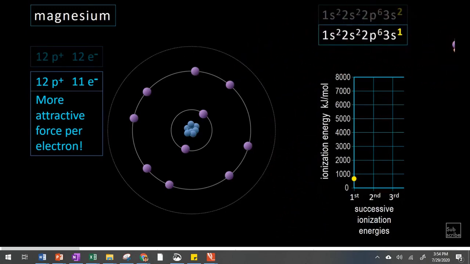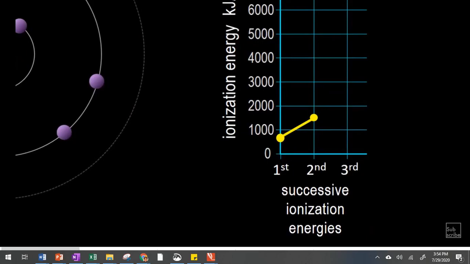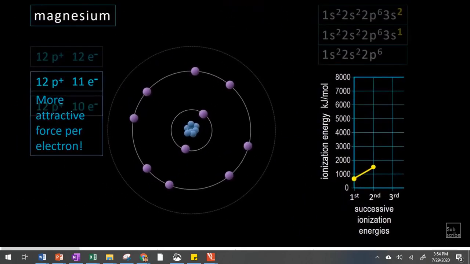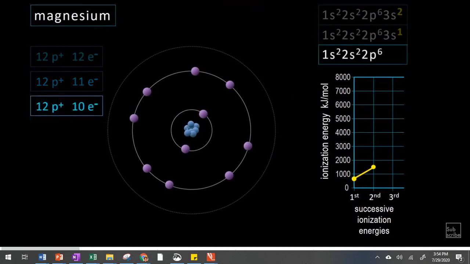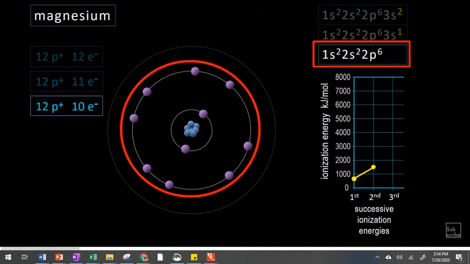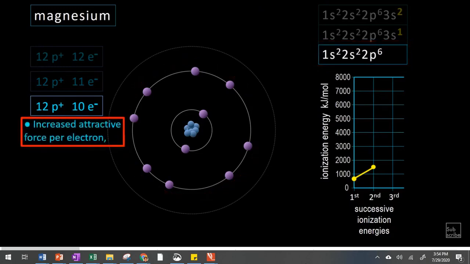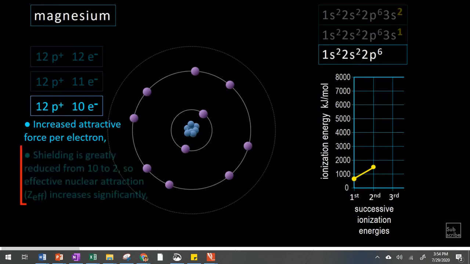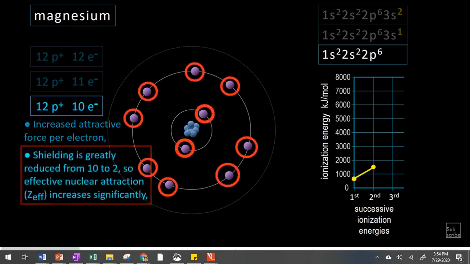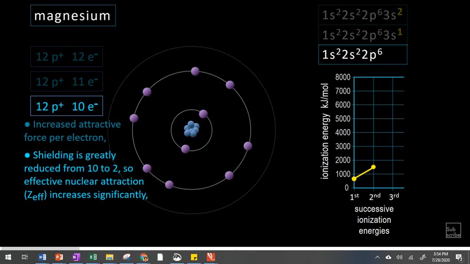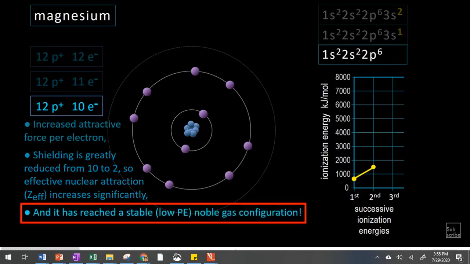Got it. Yes, you're right. It is harder to remove the second electron. It requires more energy. Notice that magnesium is now a 2+ ion and has reached a stable neon configuration, with even more attractive force per electron. But other relevant changes have occurred as well. Shielding is greatly reduced from 10 to 2, so effective nuclear attraction, or Zeff, significantly increases the attractive force on the current outer electrons. And it has reached a stable noble gas configuration.